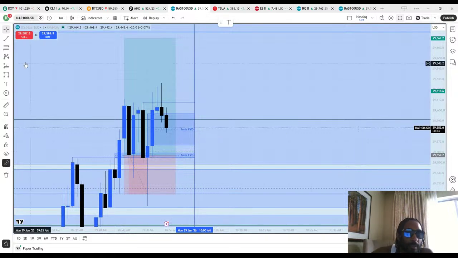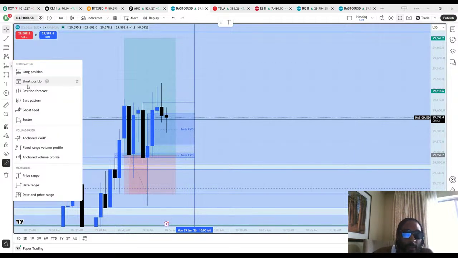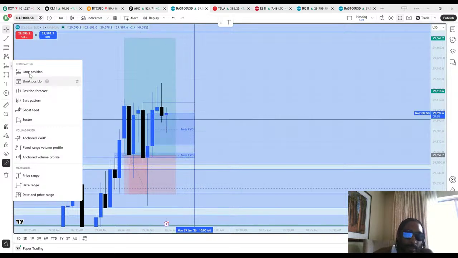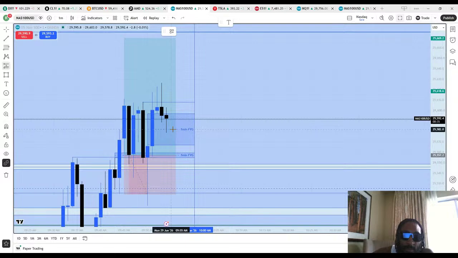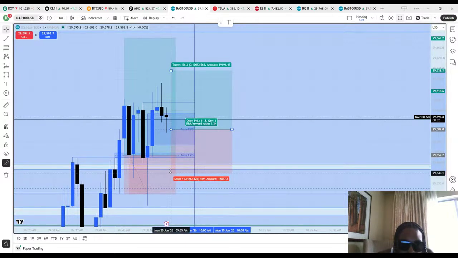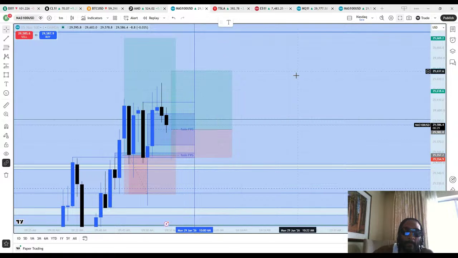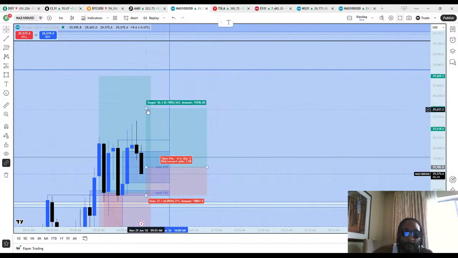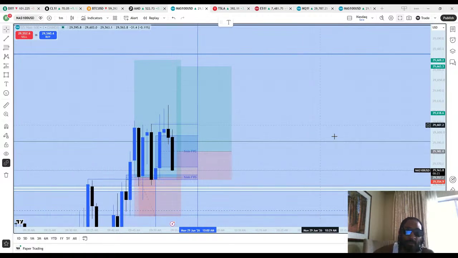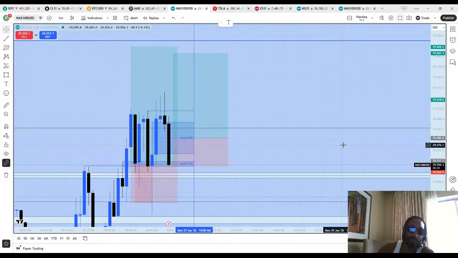Right there would be a potential entry. It would have been stronger if we had a body closure above here, but we're still gonna mark it up and see if it would have played out or not. Stop loss under that low. We don't know. Just for shits and giggles, as they say.